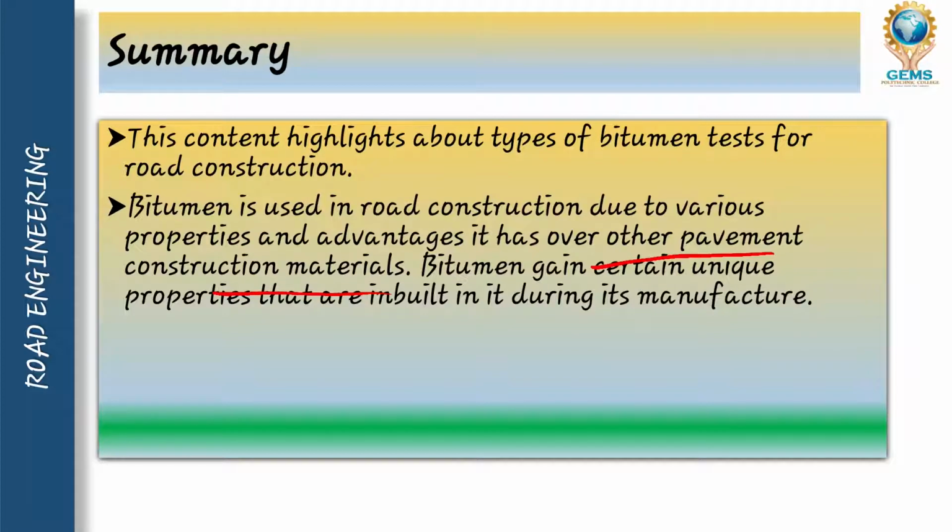Bitumen can gain certain unique properties that are inbuilt during its manufacture, and bitumen is one of the important materials for construction of road. And this material will be mostly used for the construction of flexible road, because flexible road will be directly laid on or made on the subgrade of the soil. And if the subgrade of the soil is proper, your bitumen pavement will last longer, and the durability of your bitumen pavement will be much longer.